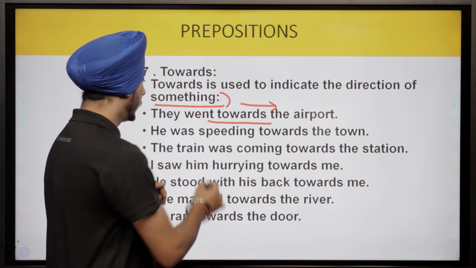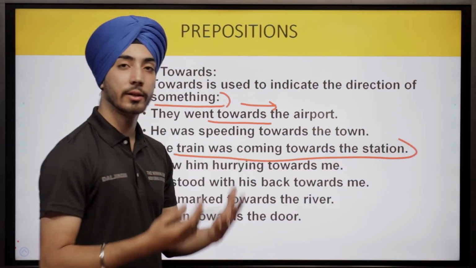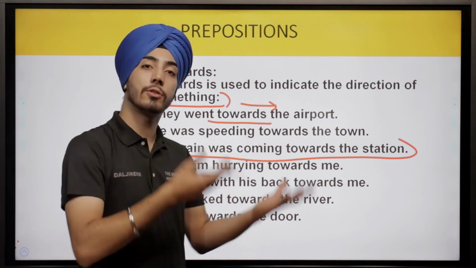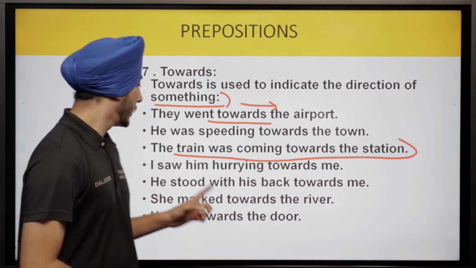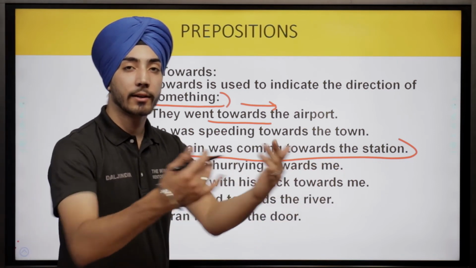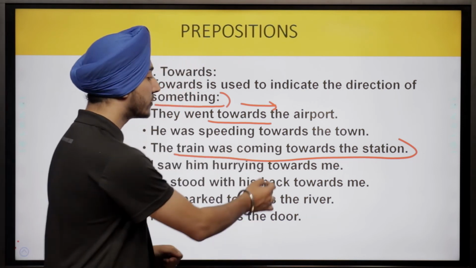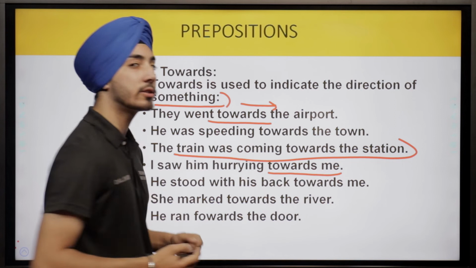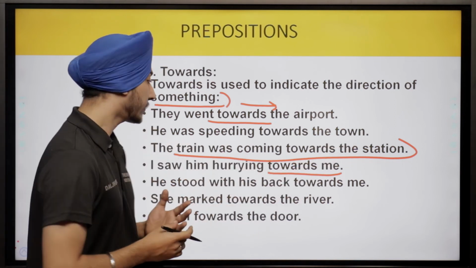ठीक है. The train was coming towards the station. Train जो है station की तरफ आ रही थी. It doesn't mean the train will stop at the station. The train can pass through the station also, right? I saw him hurrying towards me. मैंने उसे देखा कि वो मेरी तरफ भागता भागता आ रहा था. He may just pass along, right? So it's not showing the final destination. It is just showing कि हमारा motion किस तरफ जा रहा है, ठीक है? Which way are we moving?